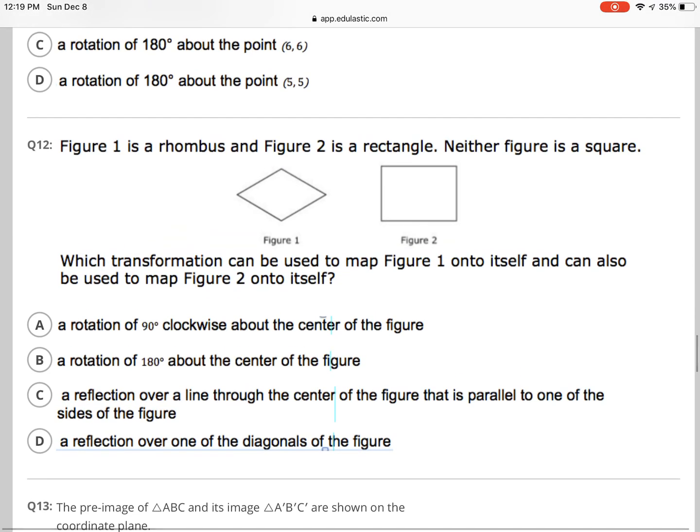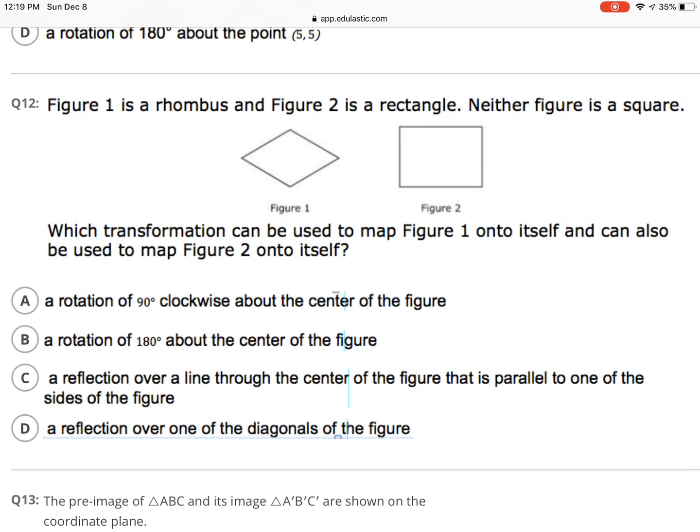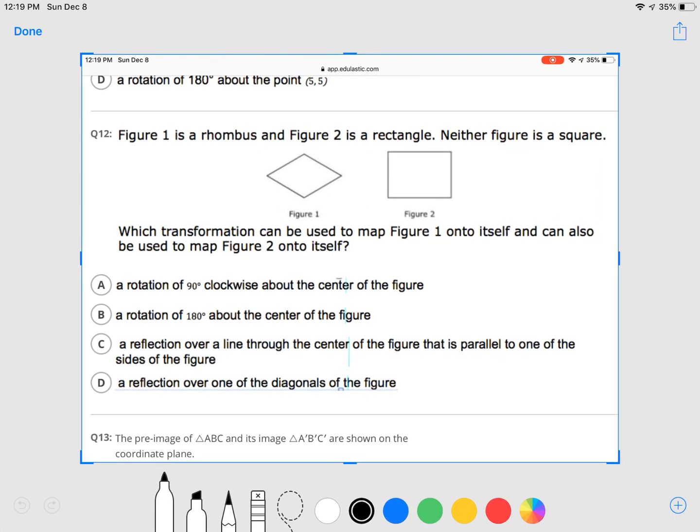Number 12. Neither figure is a square. Which transformation can be used to map figure 1 onto itself and can also be used to map figure 2 onto itself? Which transformation can be used? So it has to work for both.